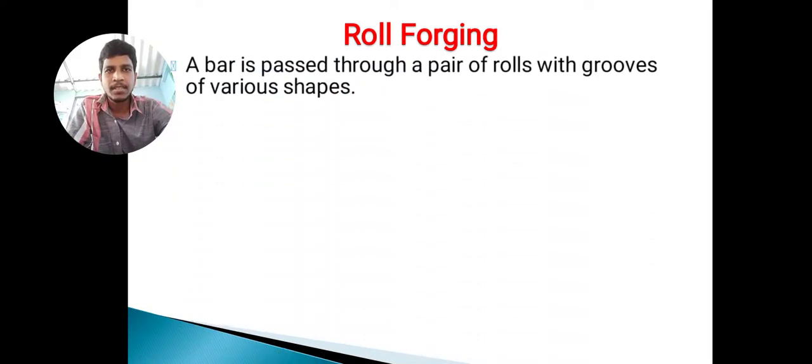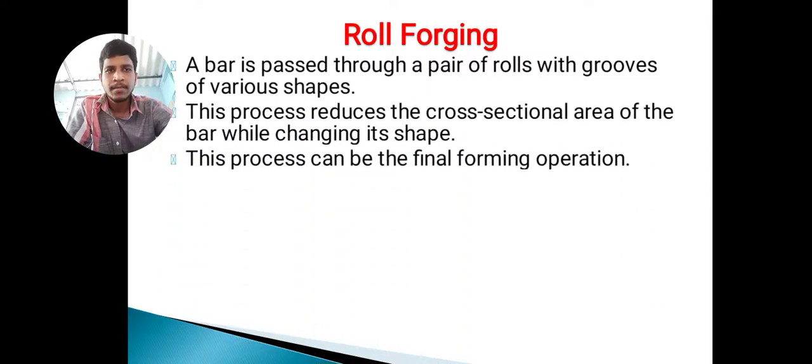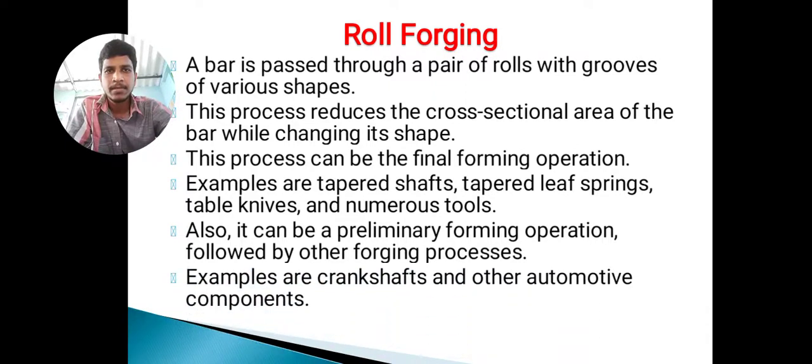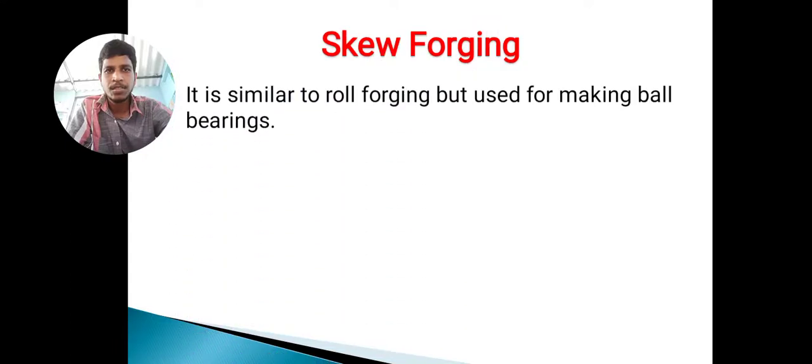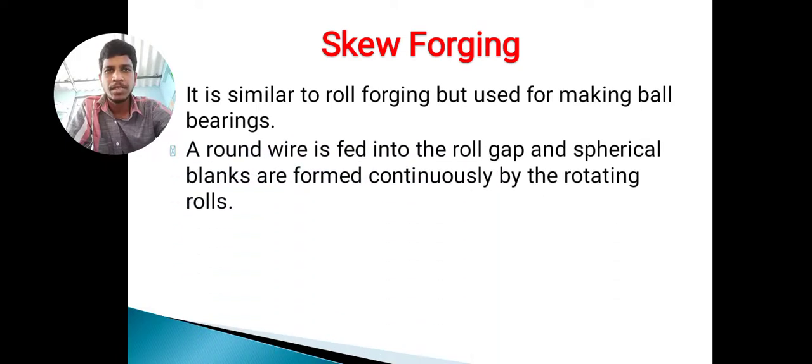Next, roll forging. We already know what rolling is. We pass a material or stock between two opposite rollers, but in this the compression is applied between two rolls. Examples are tapered shafts, tapered leaf springs, table knives and numerous tools. Skew forging is the pure example for ball bearings. In making ball bearings, we use skew forging.